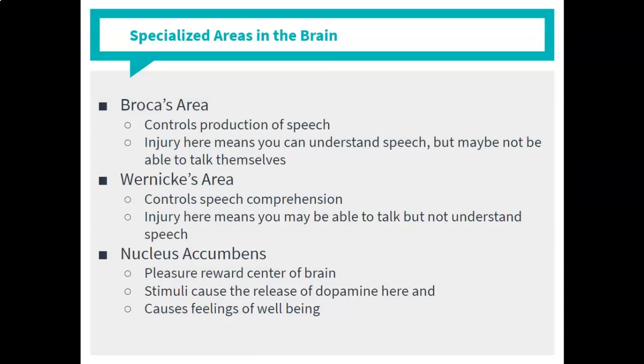So there are 3 specialized areas in the brain that we're going to talk about. 2 of them deal with language, and 1 of them deals with pleasure. So Broca's area and Wernicke's area both deal with language. Broca's is the production of speech, so an injury here means that you can understand it, but maybe can't talk. And Wernicke's is the opposite, so it controls speech comprehension. Injury here means that you can talk, but maybe not understand speech. And then the nucleus accumbens is the pleasure-reward center of the brain. This is where the release of dopamine happens. This is where all of your feel-good emotions happen. This is like your reward center.